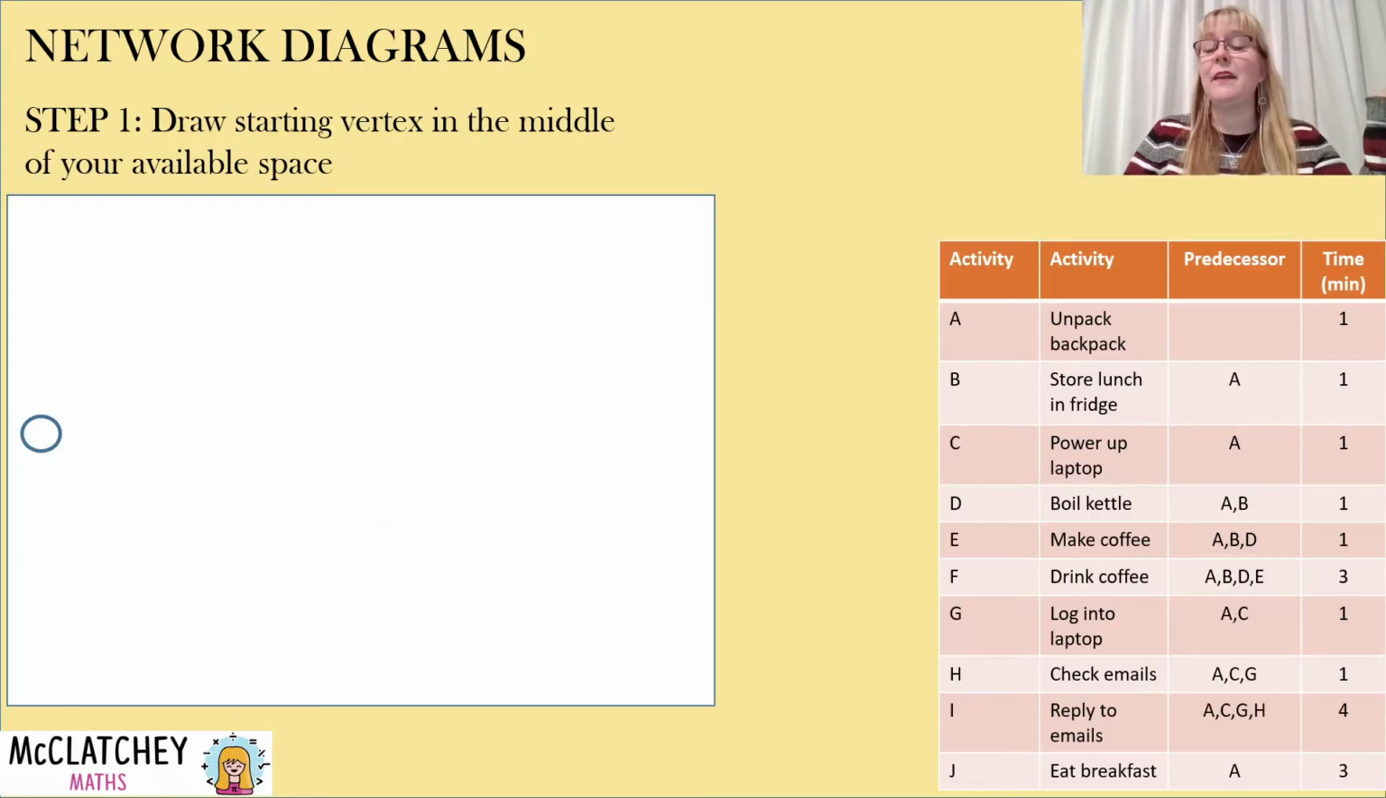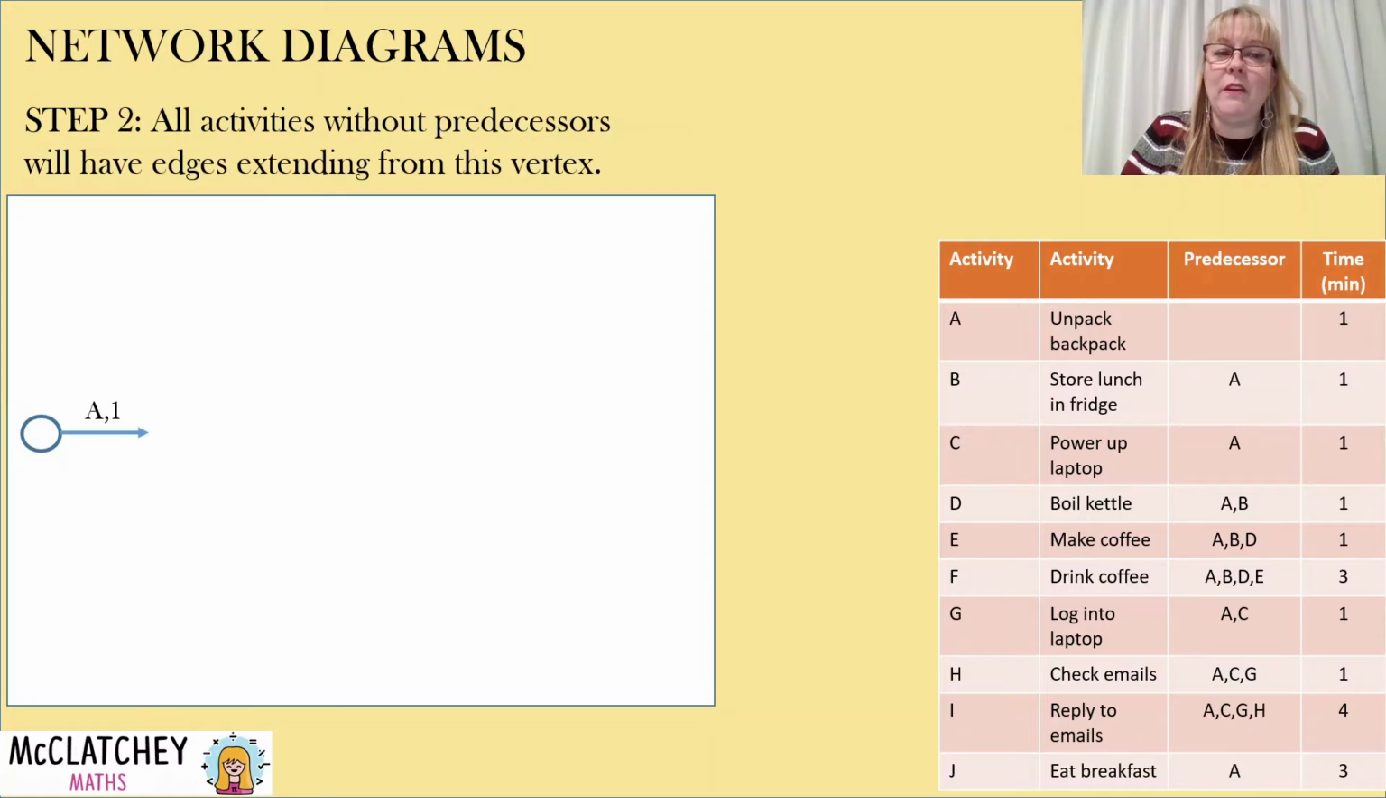So let's start by mapping out the activity of me getting ready for work. So step one, you're going to want some space. Sometimes some of these activities are very nice and linear and lend themselves to a small amount of space, but typically you might want to set up about a third or a quarter of a page of your book. It's a good idea in the middle of your available space to start with that opening vertex. And then any activities that don't have predecessors are going to come straight out of that starting vertex.